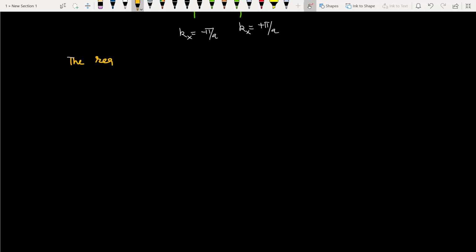The region between kx is equal to plus minus pi by a and ky is equal to plus minus pi by a, these four lines, they enclose the region that is called first Brillouin zone.